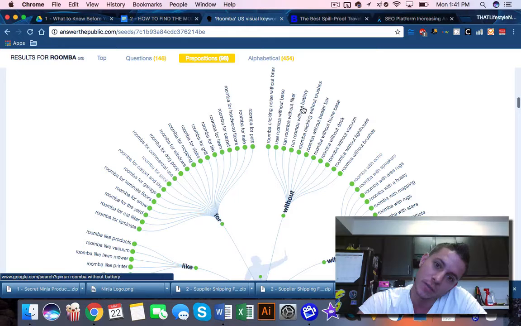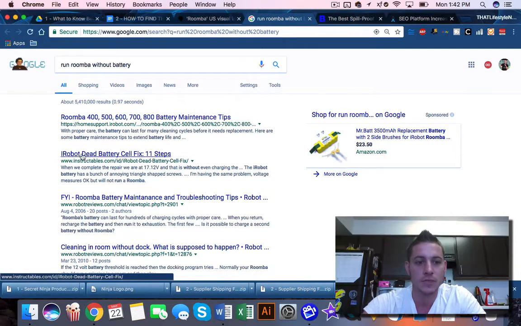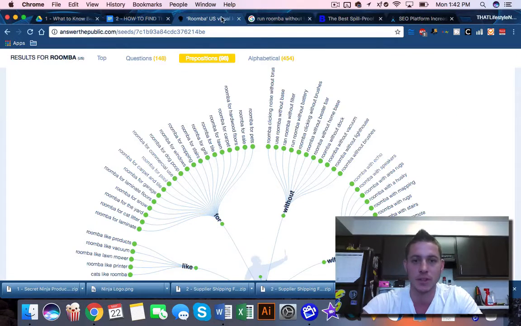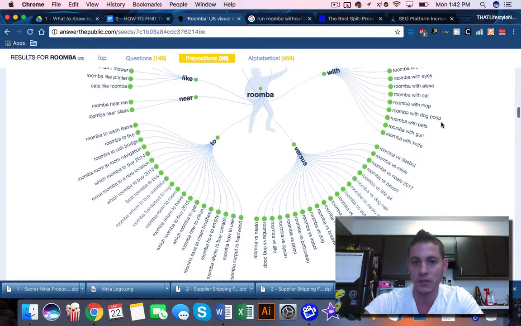So, run a Roomba without a battery, like, can you run it without a battery? Yeah. Here's the other one, iRobot: the battery can last for many cleaning cycles. So maybe you include something about the battery lasting 1,000 charges or something like that, right? There's basically an unlimited amount of things you can do with this website.